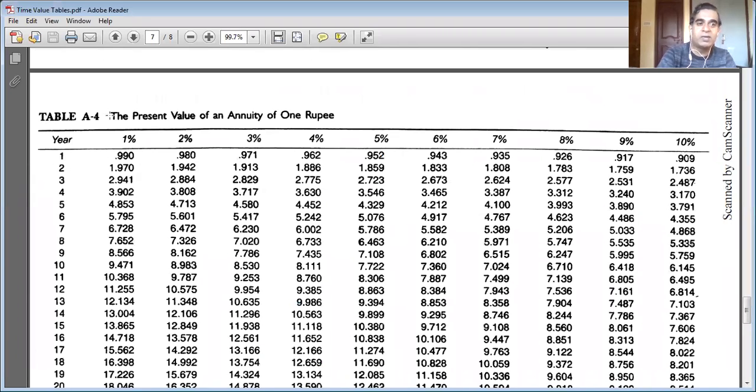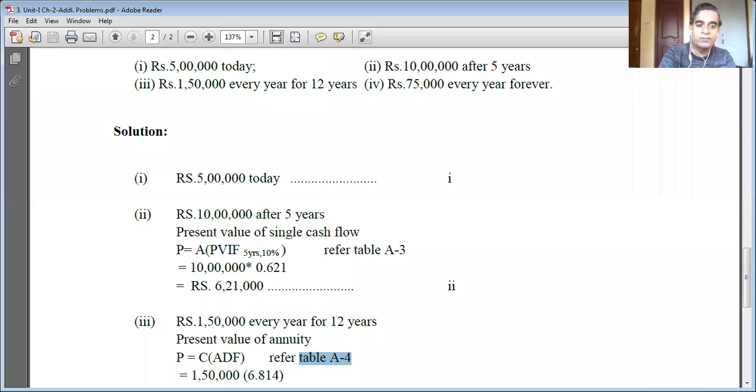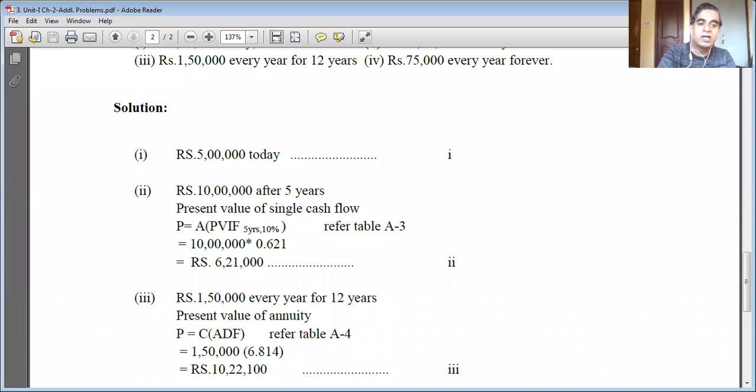Yes, as you can see, table A4, the present value of an annuity of 1 rupee. In the 10% interest column, year 12: 1, 2, 3, 4, 5, 6, 7, 8, 9, 10, 11, 12. So for the 12th year, what is the value? 6.814. Yes, very good. Thank you. 6.814. So we fill that value into the equation. 1,50,000 into 6.814. So the answer is 10,22,100 rupees.